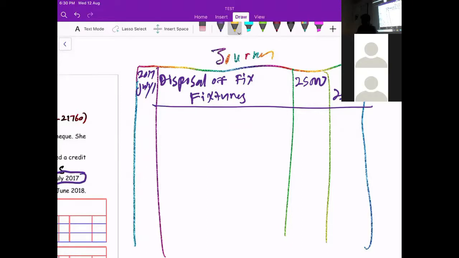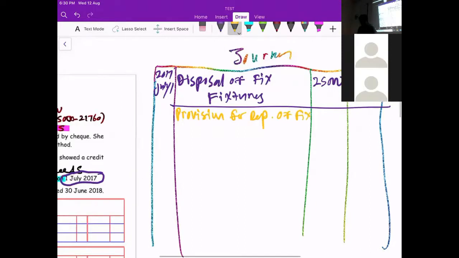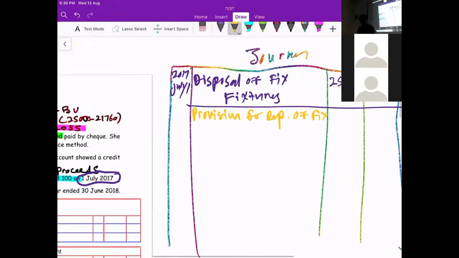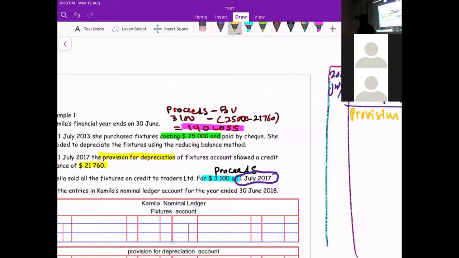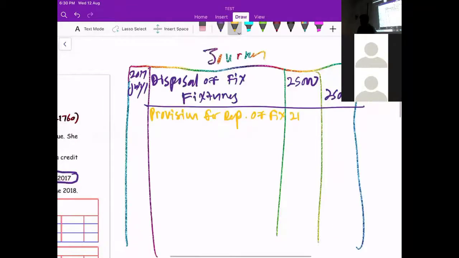Next one will be debit, with the same date. Same date means no need to repeat the date. Debit provision for depreciation of fixtures. How much is my provision? $21,760. Credit disposal of fixtures, 21,760.